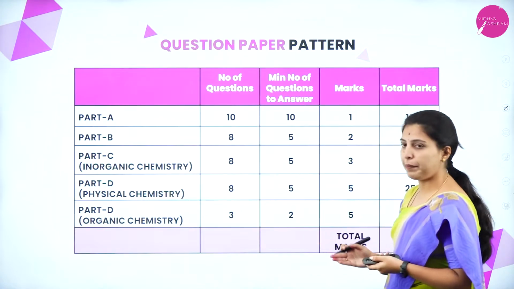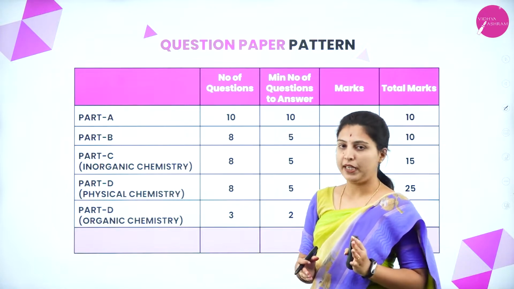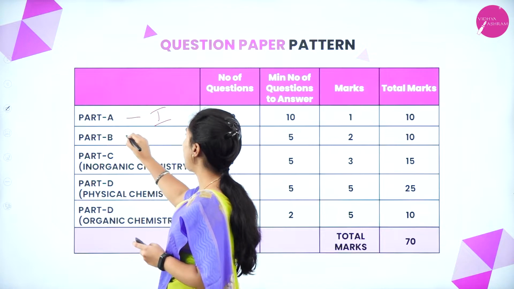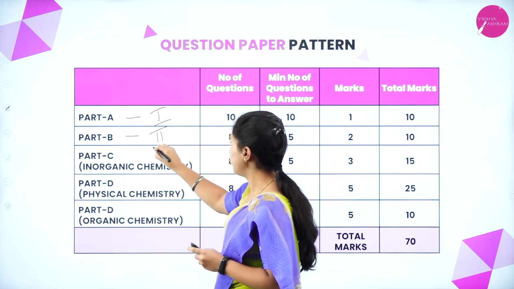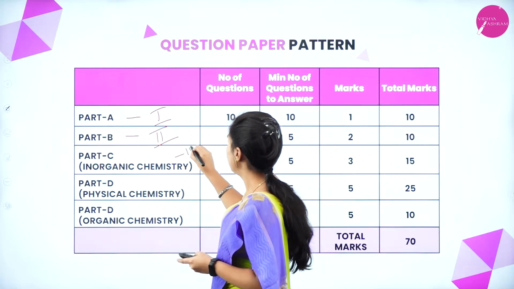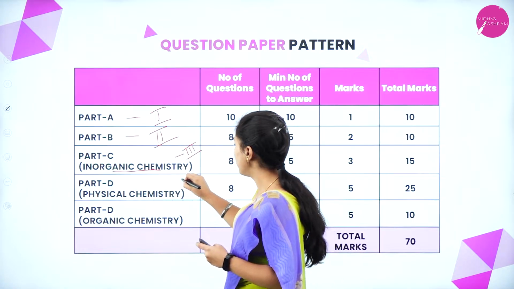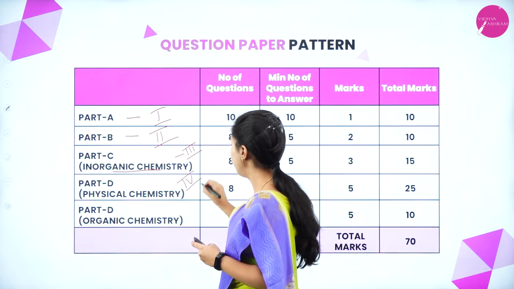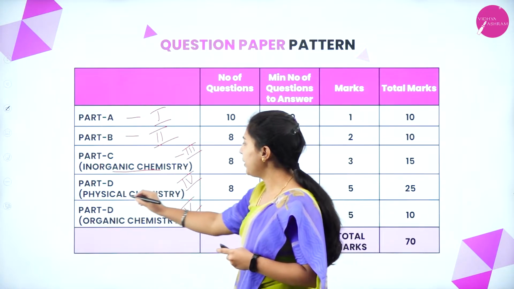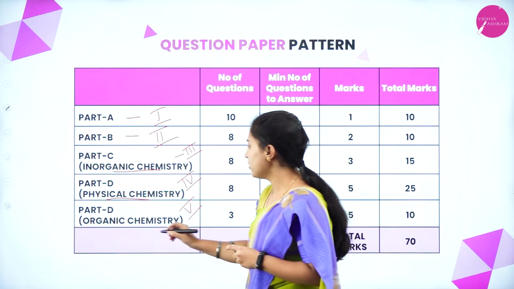Next, this is our question paper pattern, and the question paper is divided into 4 parts. That is Part A, containing the first main, Part B having the second main, Part C having the third main. Again it will be divided into 2 parts, that is the 4th main and 5th main. In the 4th main, we can expect only physical chemistry questions.